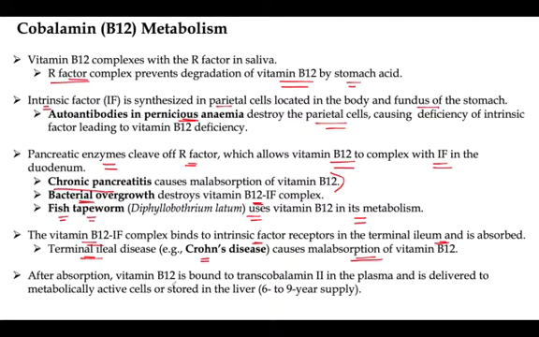Now, once vitamin B12 is absorbed, it is converted to transcobalamin 2 in the plasma and delivered to metabolically active cells which require cobalamin for their function, or it is stored in the liver, and the liver can store up to 6 to 9 years of supply of cobalamin.